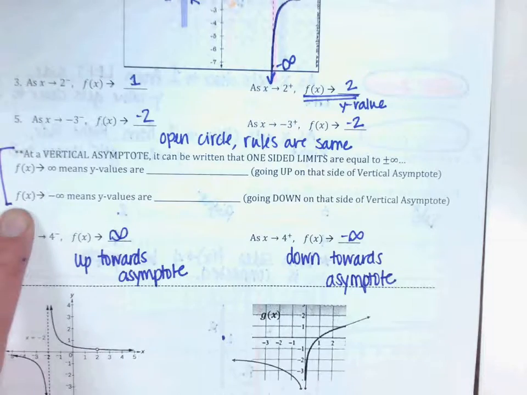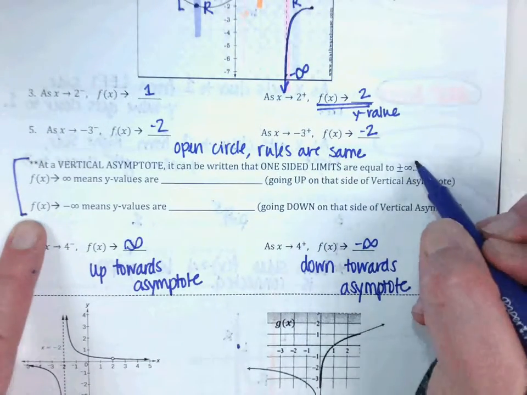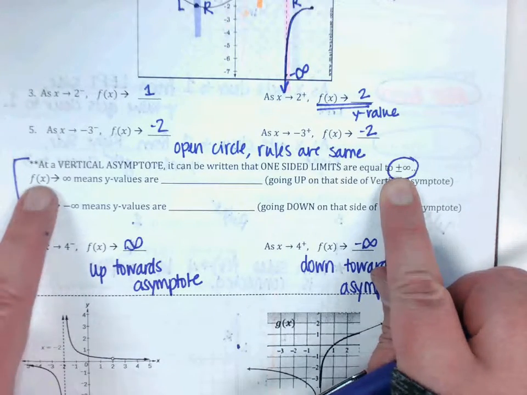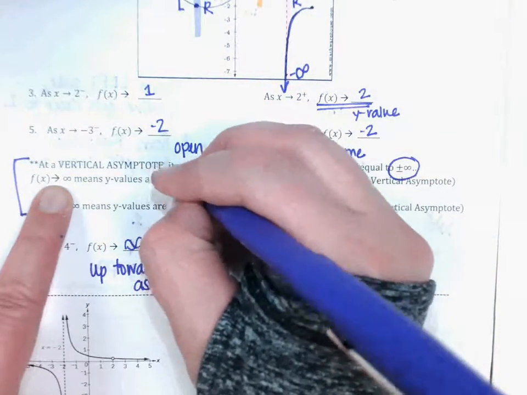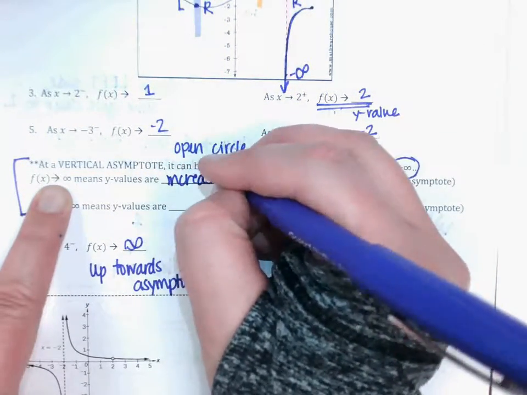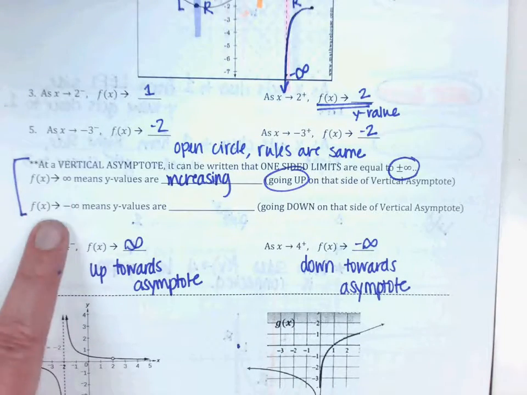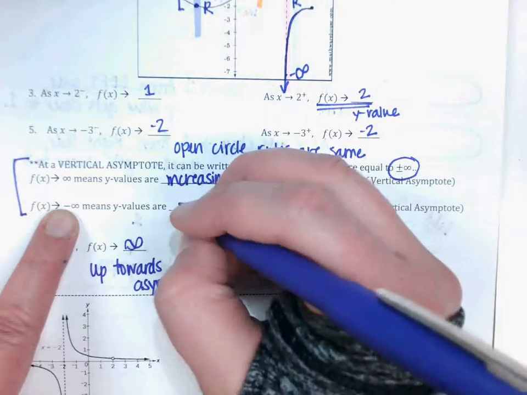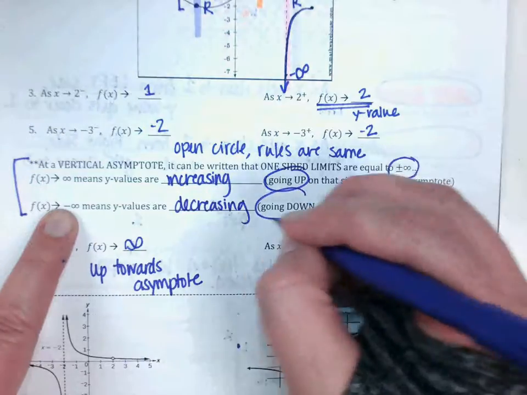At a vertical asymptote, your one-sided limits are either equal to positive infinity or negative infinity. If f is going to infinity, the y values are increasing or going up on that side. If f of x is going to negative infinity, that means that your graph is decreasing or going down.